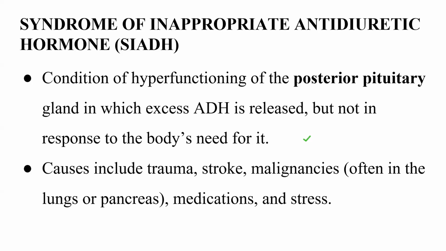So what are the causes? Basically, causes include trauma. We have the same thing: trauma can cause hypoproduction, and it can again cause hyperproduction. So causes include trauma, stroke, and malignancy, often in the lungs or pancreas. That's cancer, whose origin is often in the lungs or pancreas. It could also be a result of medication. Of course, when vasopressin and desmopressin are taken in excess, it can lead to syndrome of inappropriate antidiuretic hormone, as well as stress. Stress has been found to be a major cause of SIADH.